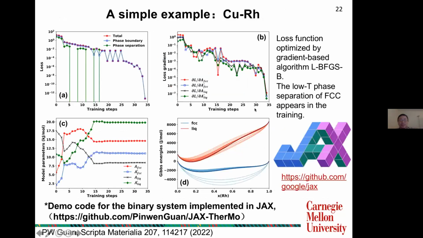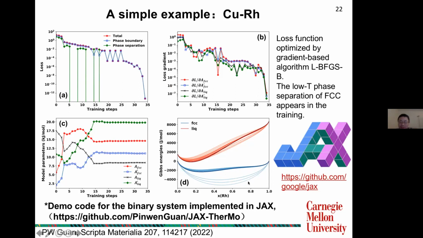Then this is a simple case applied to the copper-rhodium system. You can see here we trained our model, and the loss function decreases and finally gets close to 0 as training goes on, and you can see the loss gradient also approaches 0. And the model parameters approach the true values. Actually, we recover them although we start from a very unreasonable initial parameter set. You can see the Gibbs energy. The deeper the color, so the initial result represents the light color.